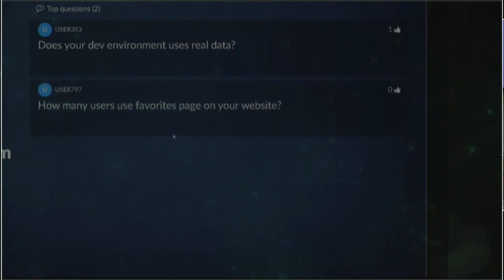Does your dev environment use real data? Yes, real data with real pictures and videos and things, yes. How many users use the favorites page on your website? Not too many. Usually people come, do their job, and leave.